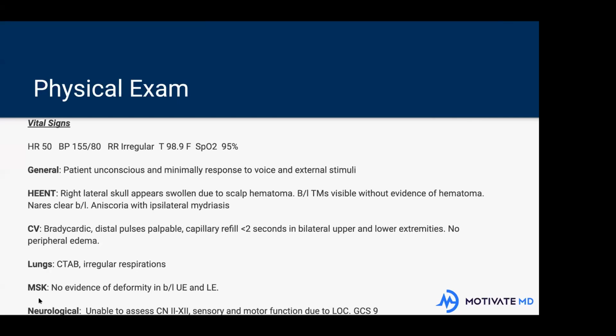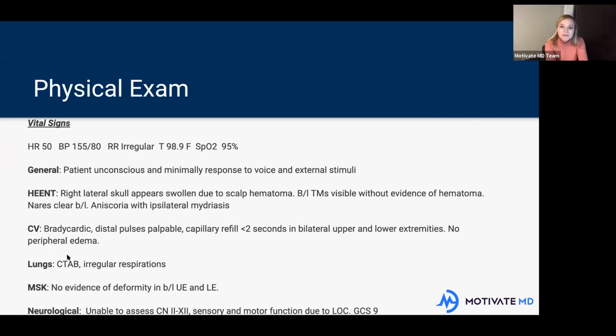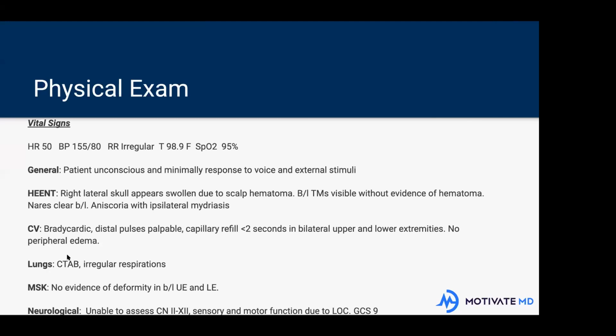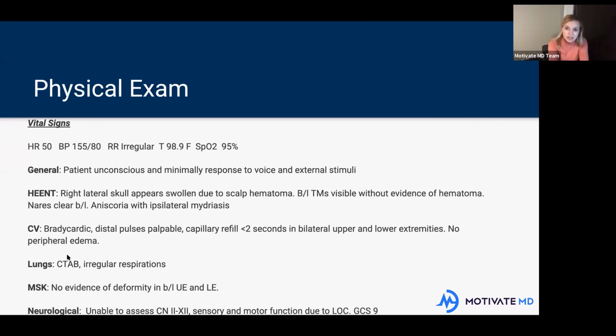Good. All right. I have a question. Yeah, absolutely. So the irregular respirations, is that causing a change in pressure? Is that why you're getting irregular respirations in the lungs, or is that why it's happening? Yeah, I like what you're thinking. It actually has to do with the swelling that the patient has going on in their brain.